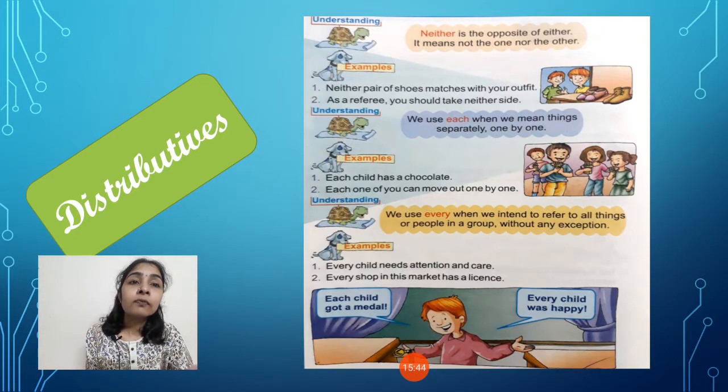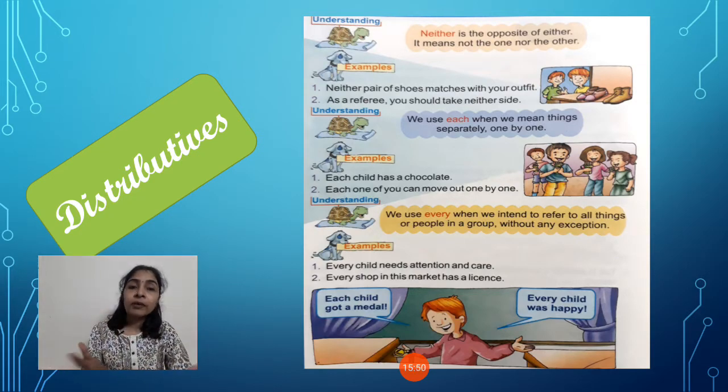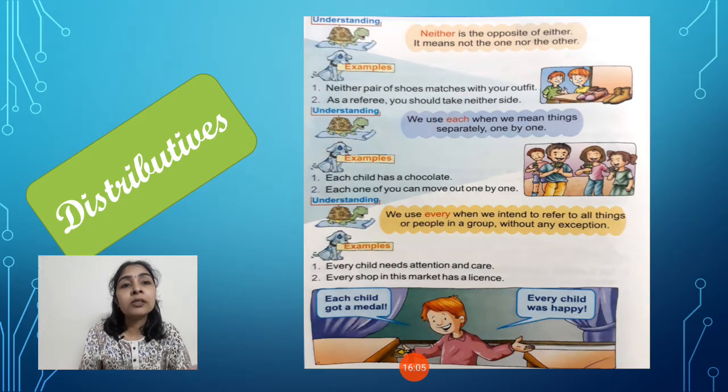Next is each. We use each when we mean things separately, one by one. In a group, when we are pointing to every member one by one, then we use each. Example, "each child has a chocolate." When I am pointing out each member of the group, then I use each. Each child has a chocolate.